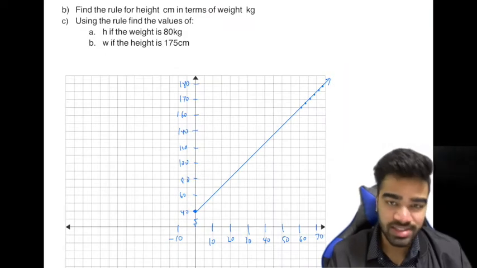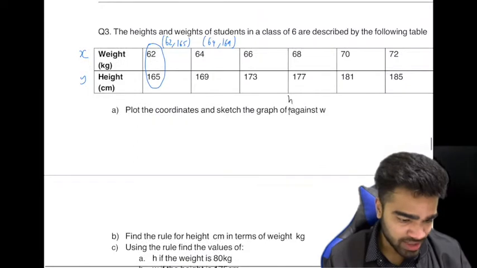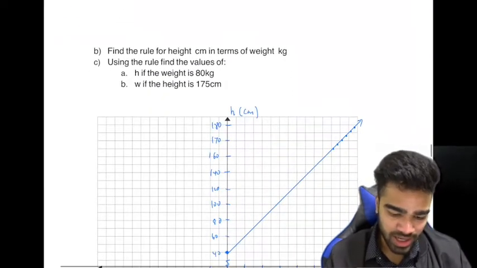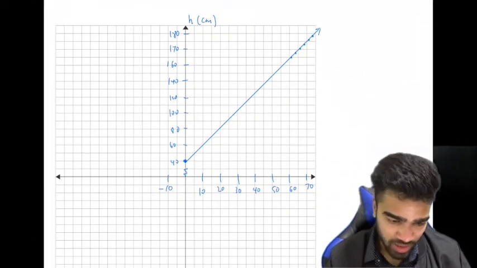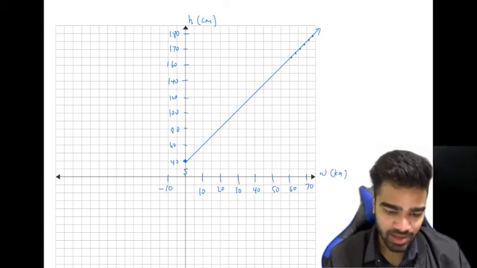This would represent my h. What's on the vertical axis? I said h is our y variable. So on the vertical axis is h, height. Height is measured in centimeters in this question. And what's on the horizontal axis? Horizontal axis is weight in kilograms. Okay, so that's our graph.